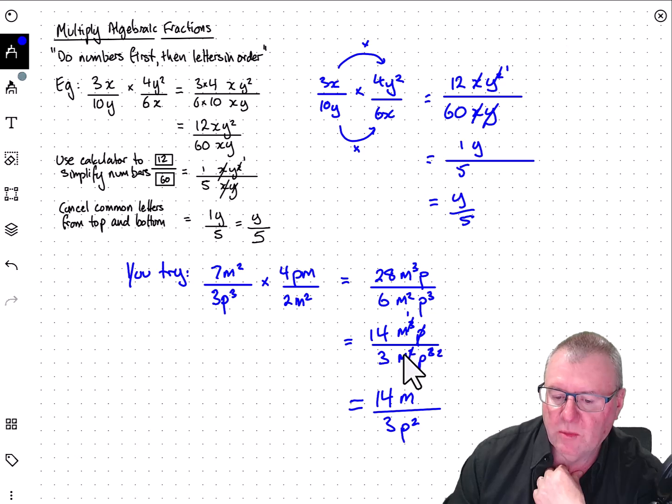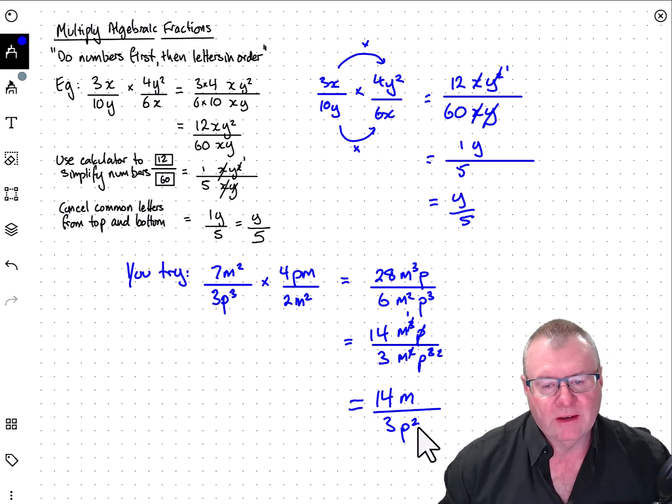So there's none left on the bottom. There's 1 M left on the top. With the P's, if I take 1 from the top, I've got to take 1 from the bottom. So my 3 comes down to a 2 because I took 1 away. So on the top now I have 14 M. On the bottom I have 3 P squared. All right, hope you got that. Good job, well done.